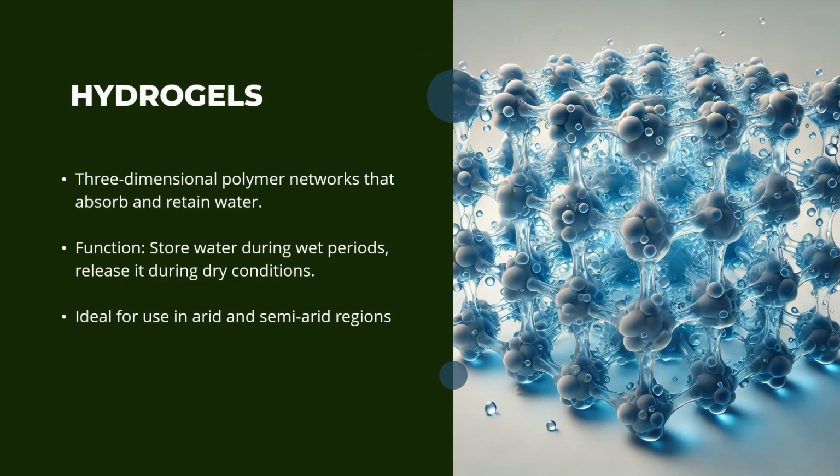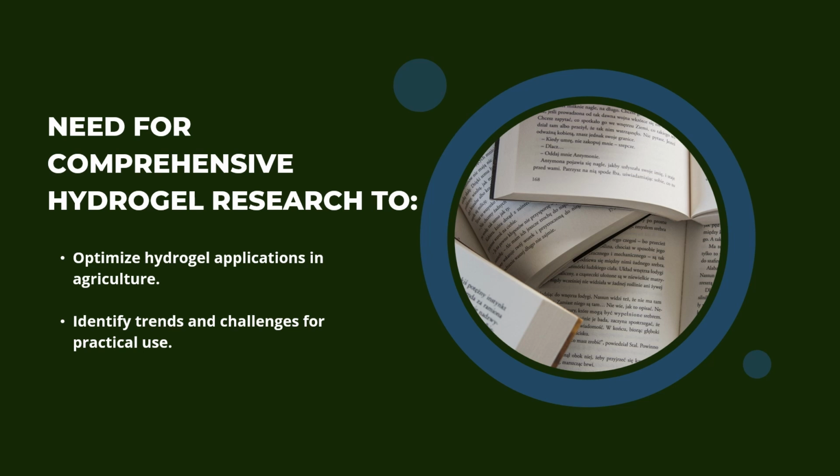To tackle this problem, many years ago, scientists came up with an innovative product called hydrogels. Hydrogel is a three-dimensional polymer network that absorbs and retains water. It stores water during wet periods and releases it during dry conditions. So, there is a need for comprehensive hydrogel research to optimize hydrogel applications in agriculture and also to identify trends and challenges for practical use.